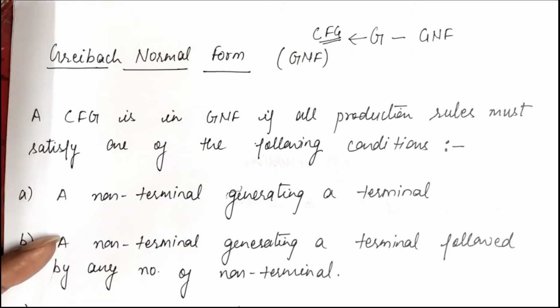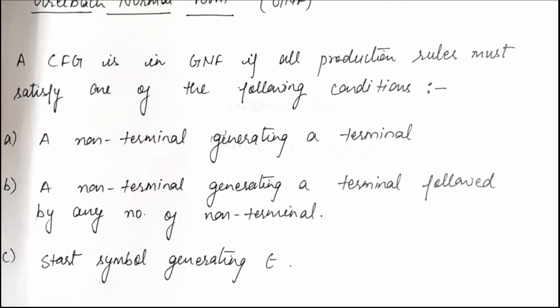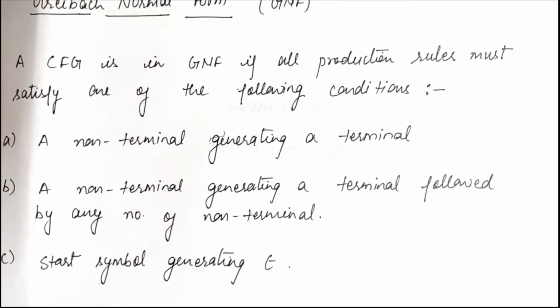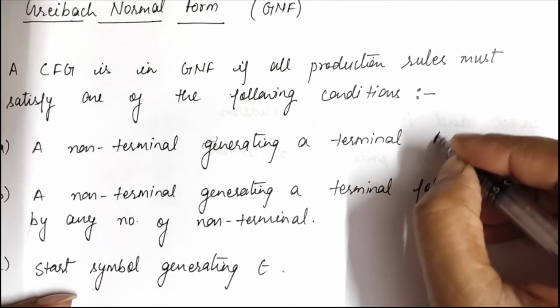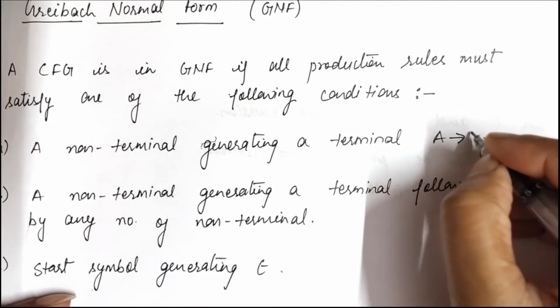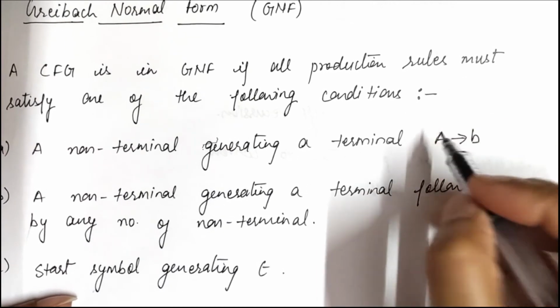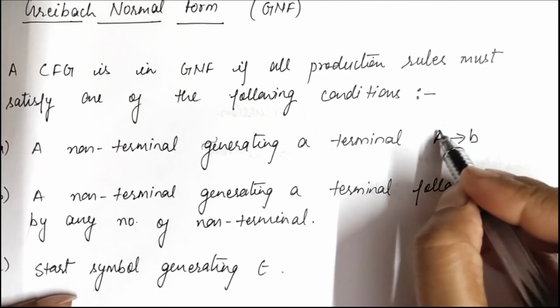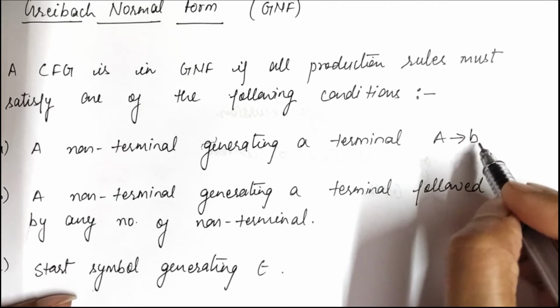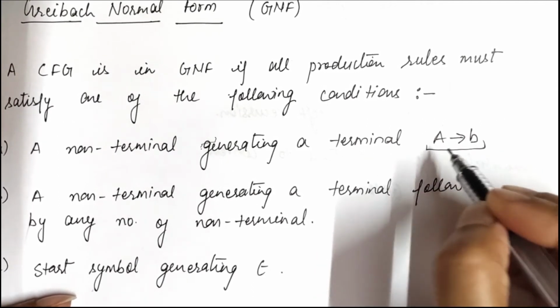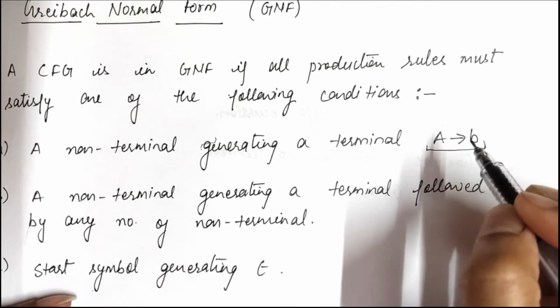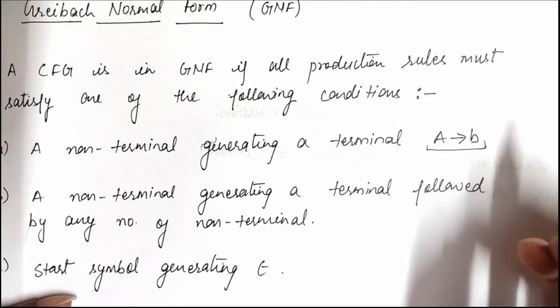And what are the conditions? The first condition is a non-terminal generating a terminal value. That means if we have a grammar like this, capital A derives small b, this means this A is a non-terminal and this b is a terminal. So if a grammar is in this form, then this grammar is in GNF form.